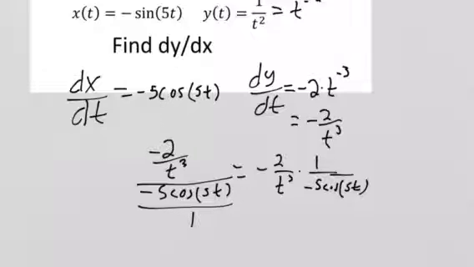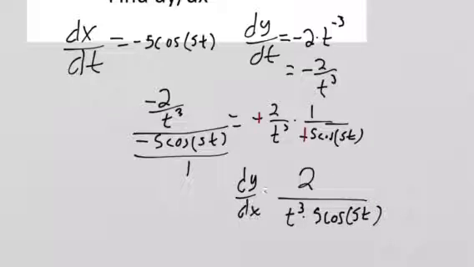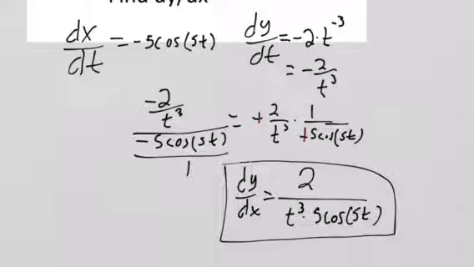Those two negatives are going to cancel to positive, and so then we are just left with 2 over t cubed times 5 cosine 5t. That is our final dy/dx. Great review from last lesson.